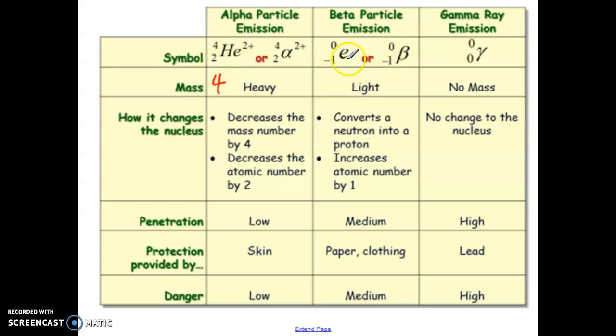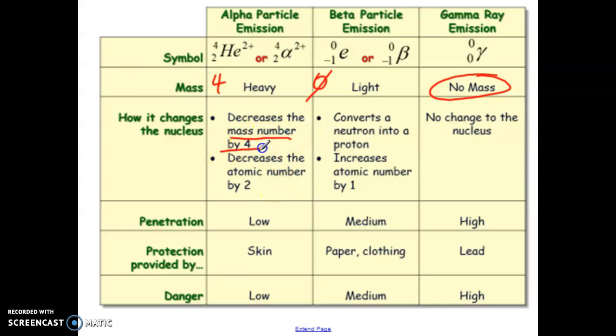The electron actually has essentially very little mass. If you remember when we were talking about protons, neutrons, and electrons before, the electrons are essentially so light we almost call it a 0. It's not 0, but it's very, very small. And actually gamma ray in fact is 0, a true 0, because it has no particle at all. It's simply energy.